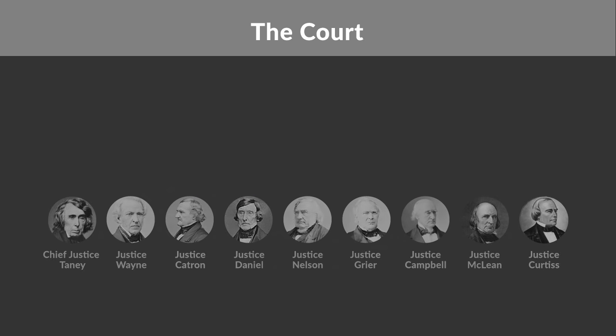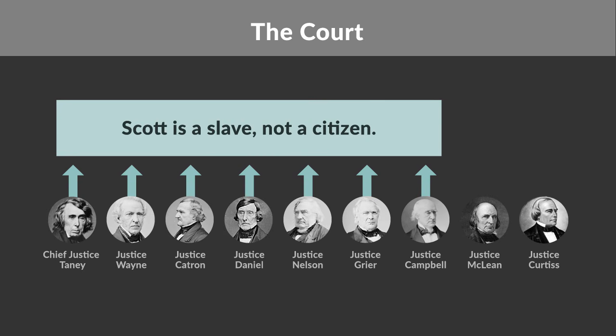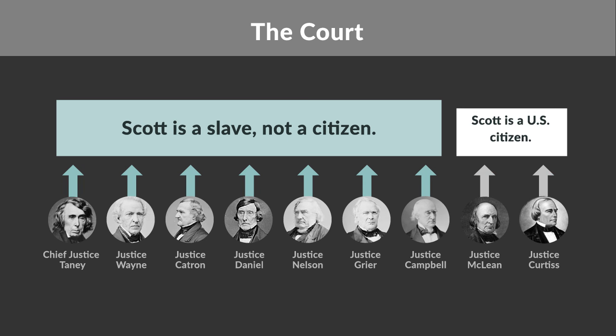6 justices voted with Chief Justice Taney. Each of them wrote separately, emphasizing or further explaining a portion of the majority opinion. Notably, Justice Campbell disagreed that the Missouri Compromise was unconstitutional when applied to territories that were not yet states. Only 2 justices, McLean and Curtis, dissented. Each argued that Scott was a United States citizen.